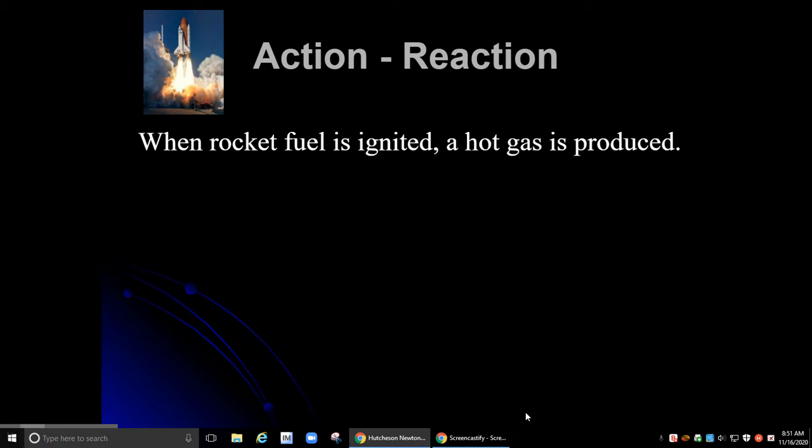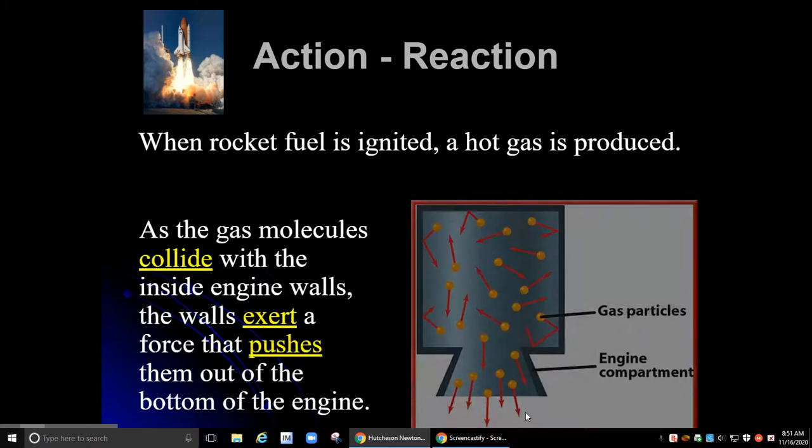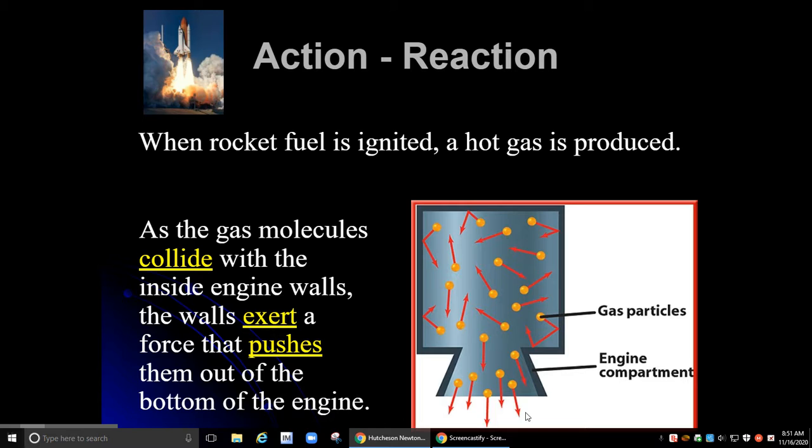So when rocket fuel is ignited, a hot gas is produced. And as the gas molecules get hotter, they start to move faster. So when they collide with the inside of the engine walls, the walls then exert a force that pushes them out the bottom. And as that gas pushes down, because of Newton's third law, the reaction force is to push the rocket up. So if we're pushing the gas down, the gas is pushing back up on the rocket in the upward direction. And this is how rockets get into space.